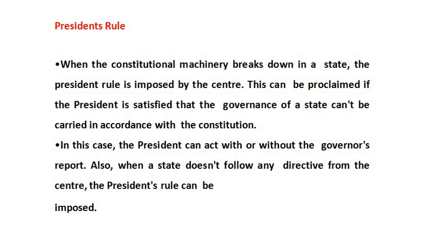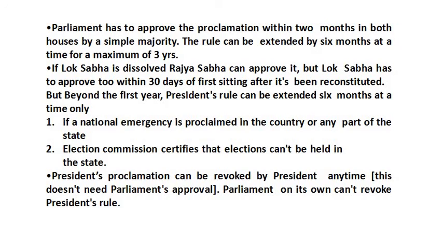Also, when a state doesn't follow any direction from the center, president's rule can be imposed. Then Parliament has to approve the proclamation within 2 months in both the houses by a simple majority. The rule can be extended 6 months at a time, to a maximum period of 3 years. But in the national emergency, it is for an infinite period. You can impose the national emergency indefinitely, but the state emergency is only up to 3 years. If Lok Sabha is dissolved, Rajya Sabha can approve it, but the Lok Sabha has to approve it within 30 days after its first sitting.